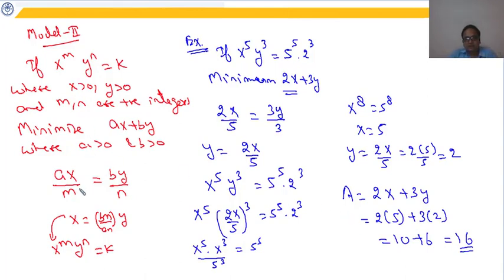Divide by the power of x and the power of y, and get either x in terms of y or y in terms of x, and substitute in the given equation. You will get a single variable equation. Solve that, get the positive value of x, then get the positive value of y and substitute back in the equation. This is one way to solve what is called model 2.